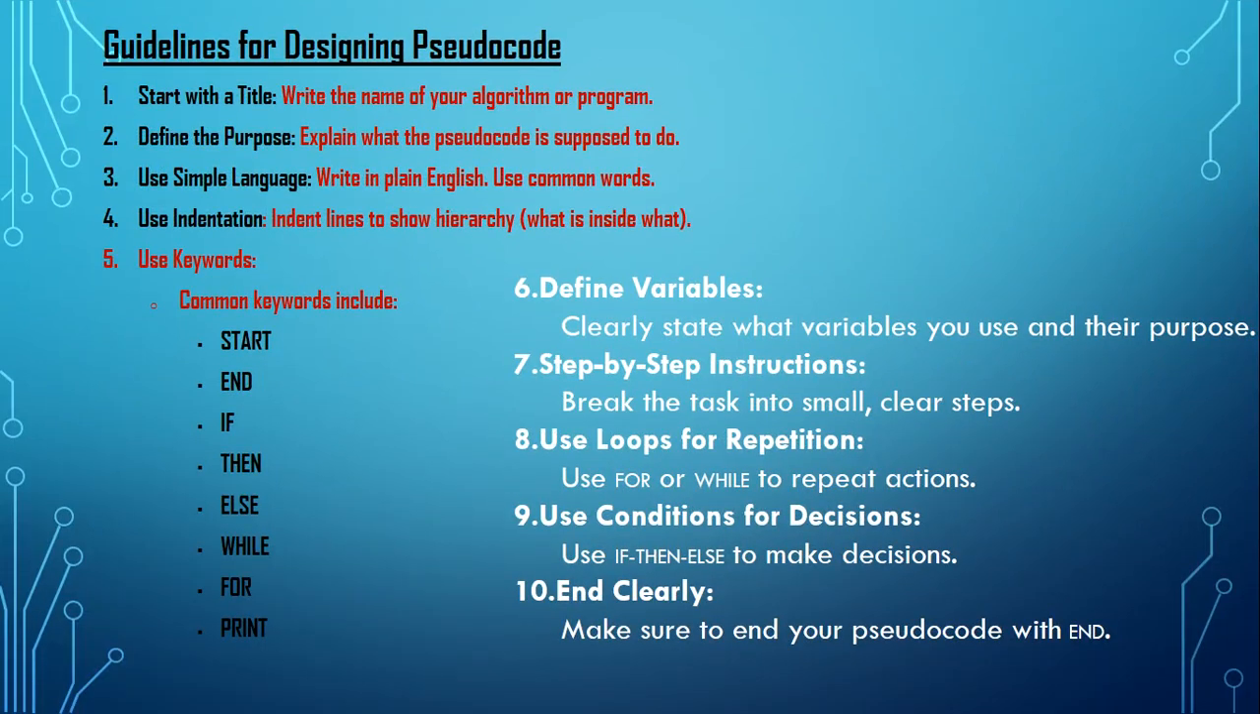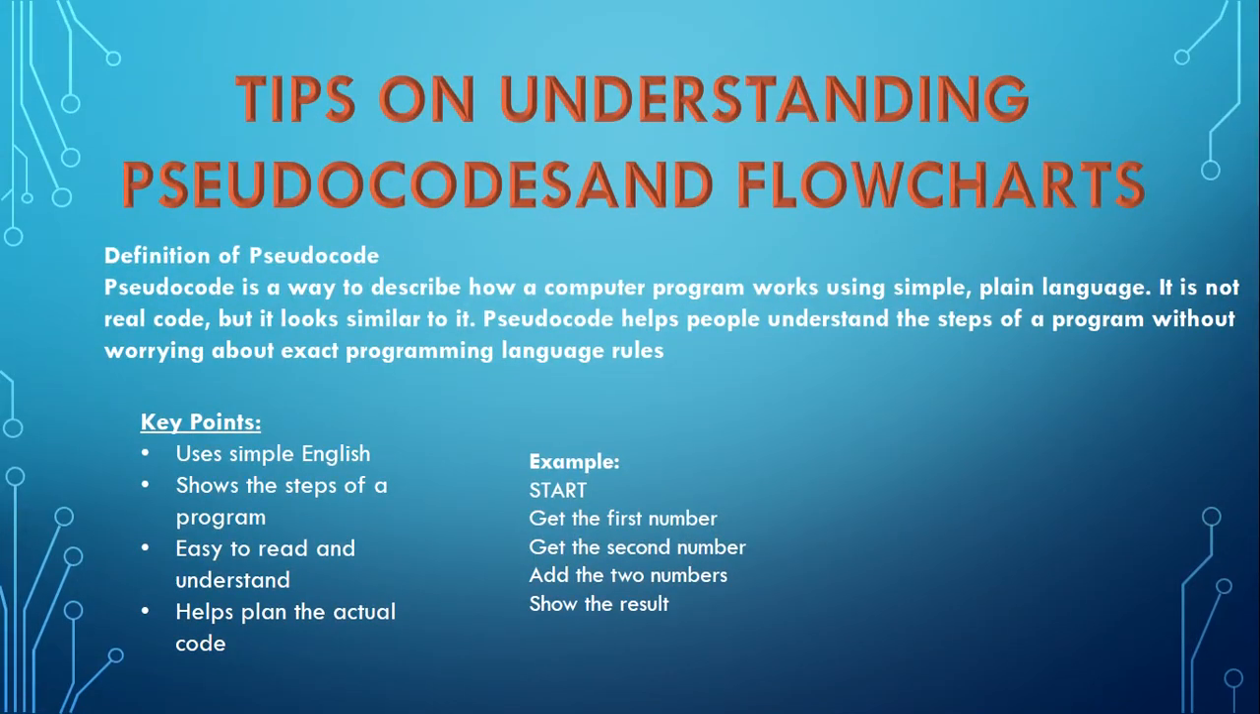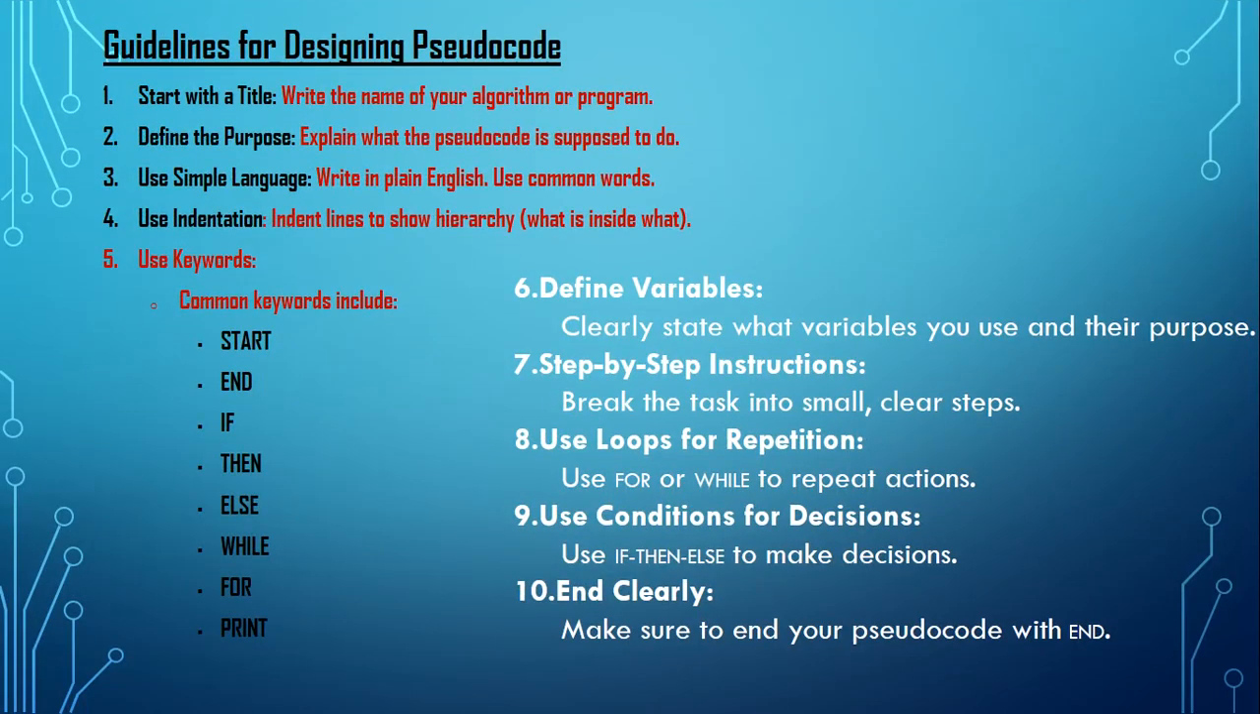We have guidelines or steps, actually the blueprints, the guidelines for designing a pseudocode. Number one, it must have a title. For example, in our previous page here, you would have given the simple program a title, a program to add two numbers. That is a title. Then you define the purpose, explain what the pseudocode is supposed to do. So to start with, we write the name of your algorithm or program, that is the pseudocode. Like I have given an example in the previous slide.